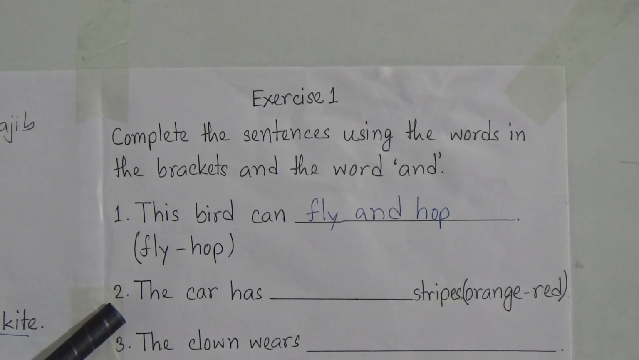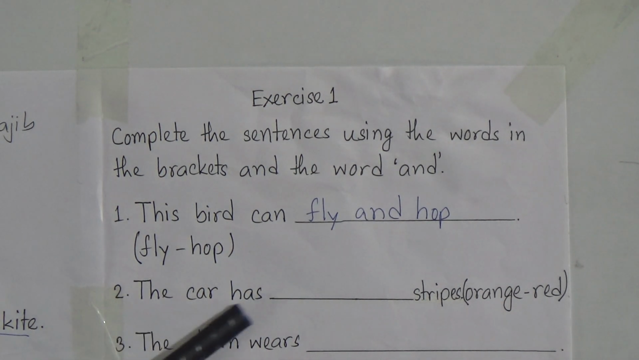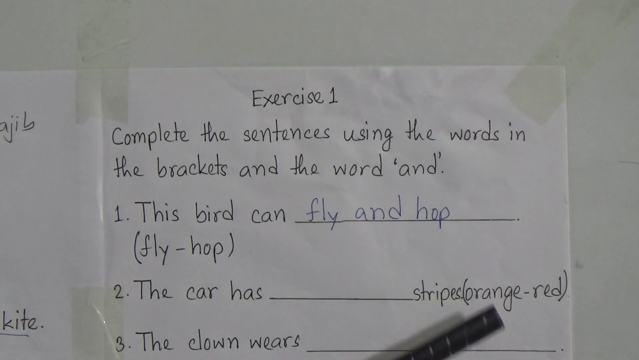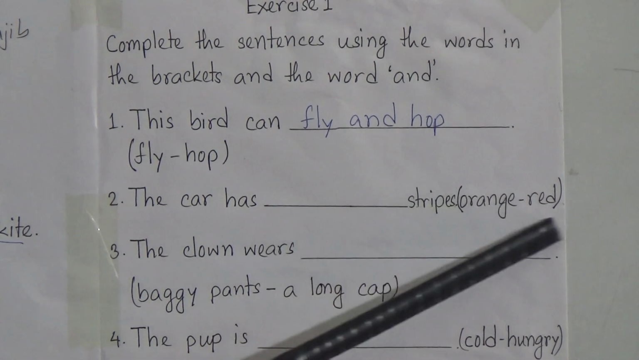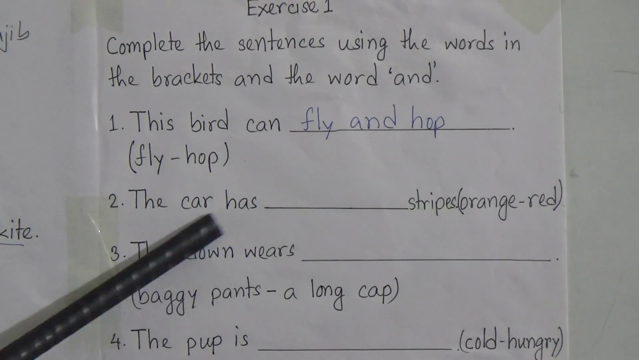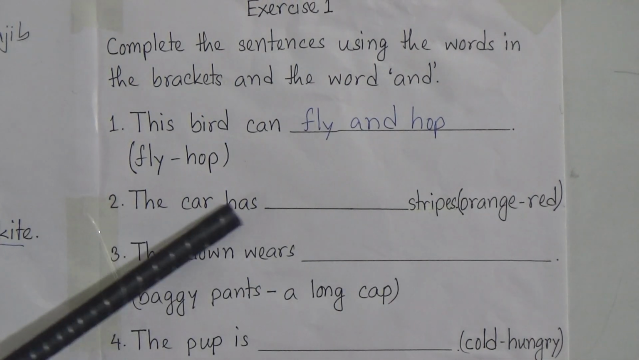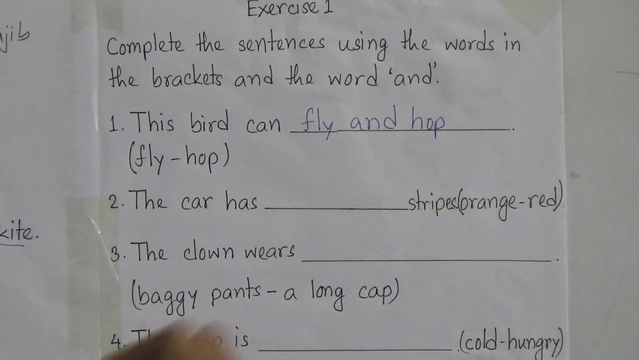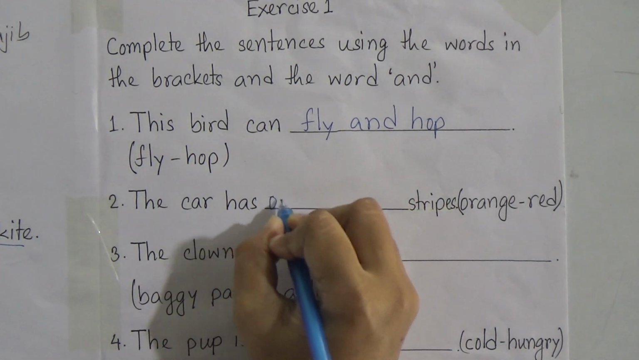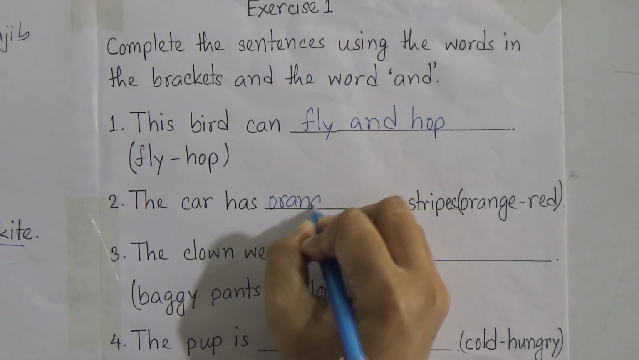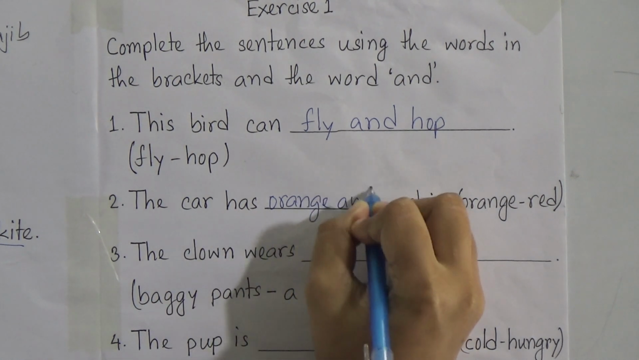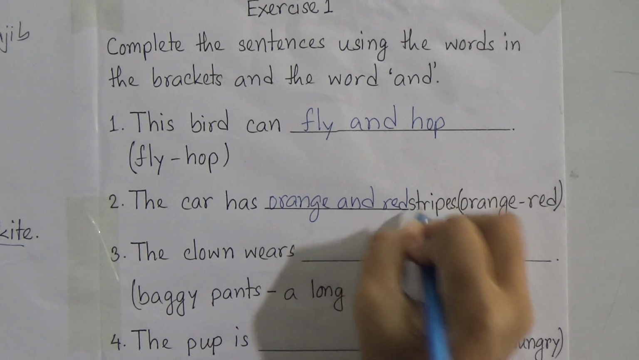Now the next one, number 2: The car has dash stripes, orange, red. So there are two colors, orange, red. Now we will join it. Yes, could you join it? Yes, the car has orange and red stripes. So we will write it orange and red.